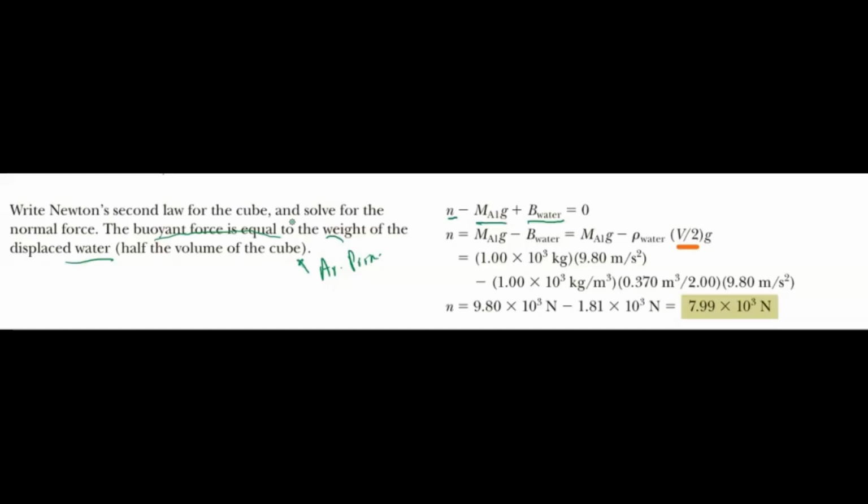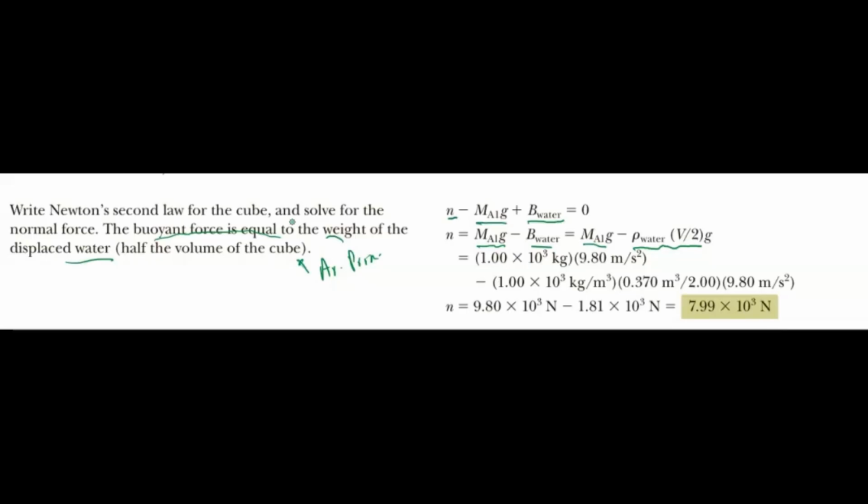Now N is equal to the weight of the aluminum block, mass into gravity, minus the buoyant force given by the water, transposed to the left-hand side. Now what is the buoyant force? Buoyant force will be density into volume, and this volume will be half of that. Volume will be V by 2 there.